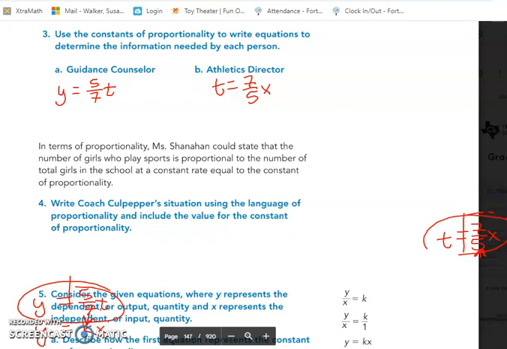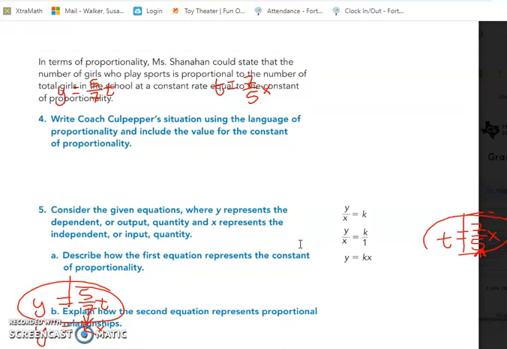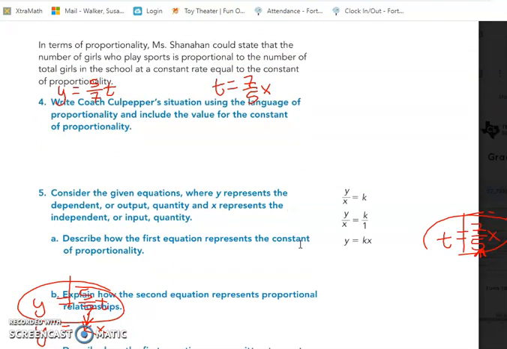Okay. In terms of proportionality, Miss Shanahan, and we may change this up based on our questions. In terms of proportionality, Miss Shanahan could state that the number of girls who play sports is proportional to the number of total girls in the school at a constant rate equal to the constant of proportionality. Okay? Write Coach Culpepper's situation using the language of proportionality and include the value for the constant of proportionality.